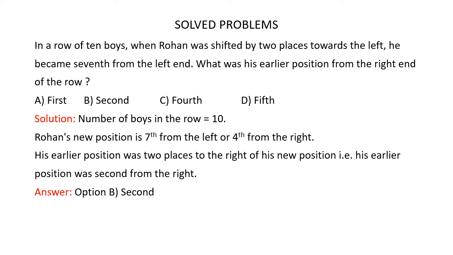Now it's given that Rohan was shifted by 2 places towards the left. So when Rohan was shifted by 2 places towards the left, his new position became 4th from the right. So his earlier position was 2 places to the right of his new position. That is, his earlier position was 2nd from the right. So the correct answer is option B, 2nd.